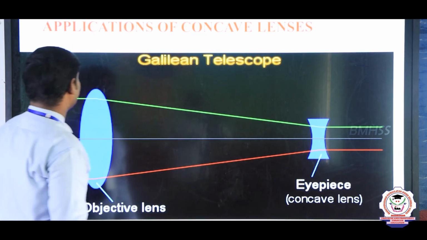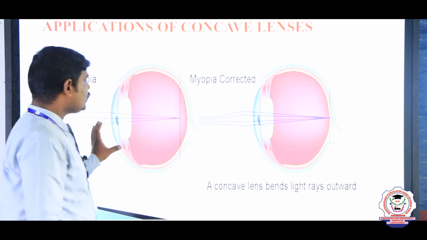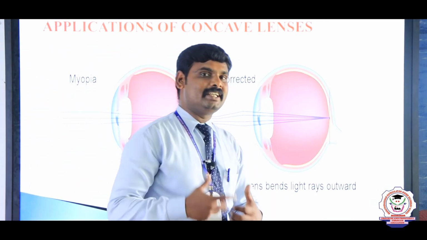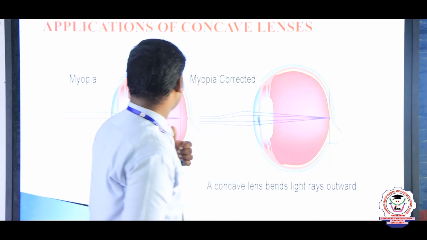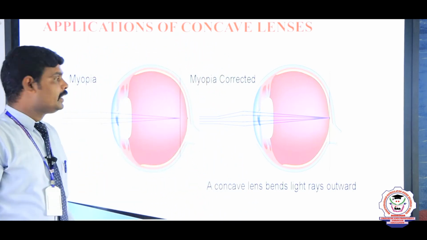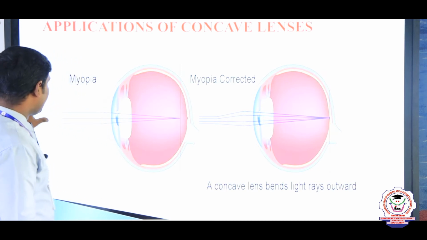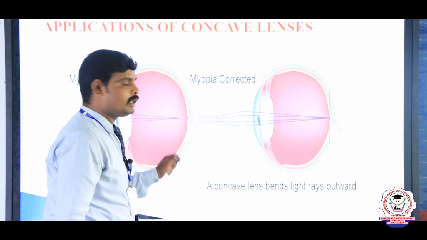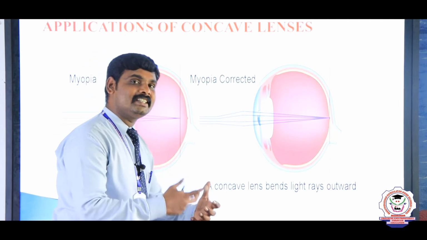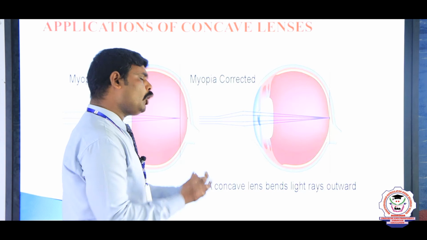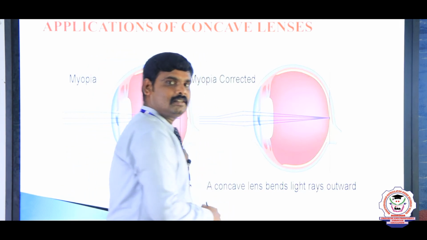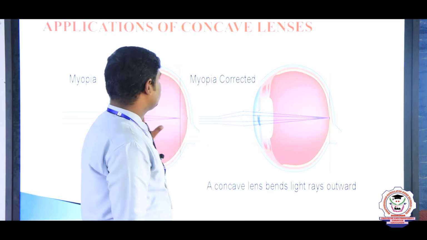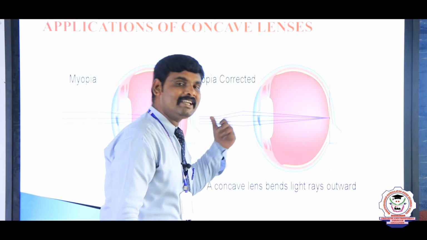Then the next application, see, this is our human eye. In our human eye, so many defects are produced. One of the defects is myopia. In myopia, the parallel rays after converging do not fall on the retina. That's why we cannot see the image clearly. How to rectify this error? We can rectify this error by using a concave lens.